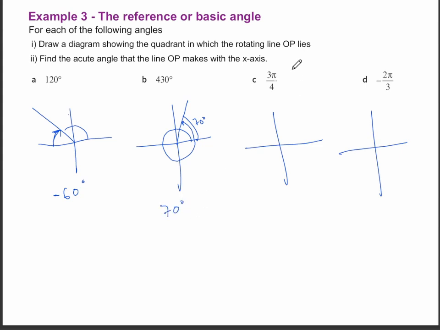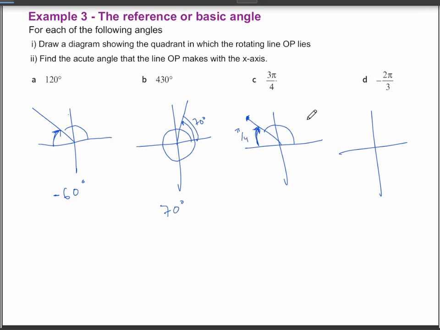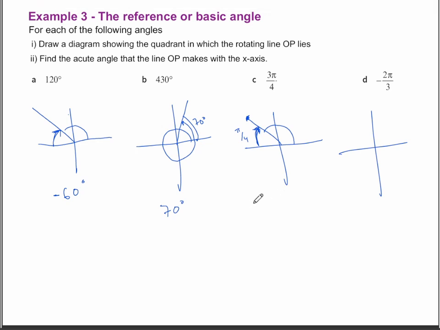3 pi over 4. Now we're going to the radian side, and obviously you know that each of these quadrants is pi over 2, which is 90 degrees. So 3 pi over 4 is pi over 2, then a quarter pi extra. So we're looking at this right here. And that's the line that it makes. And remember, this acute angle is going to be the angle right here, going this way. And the size of it is going to be pi over 4.